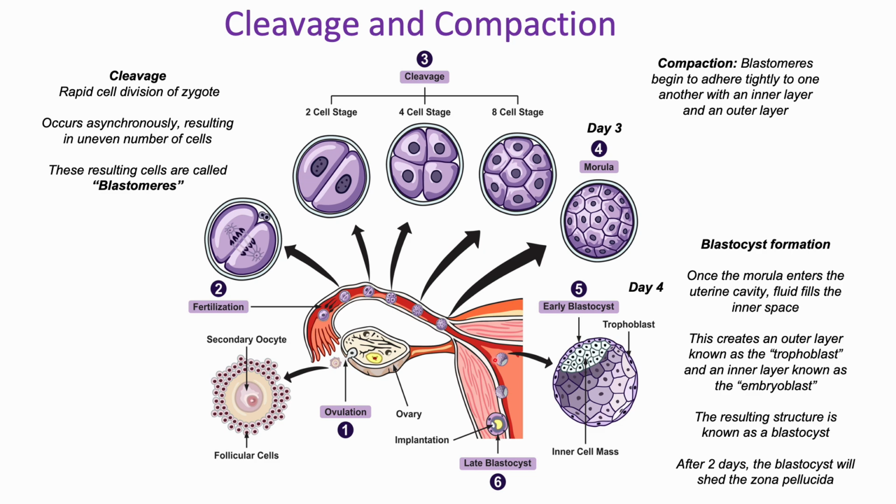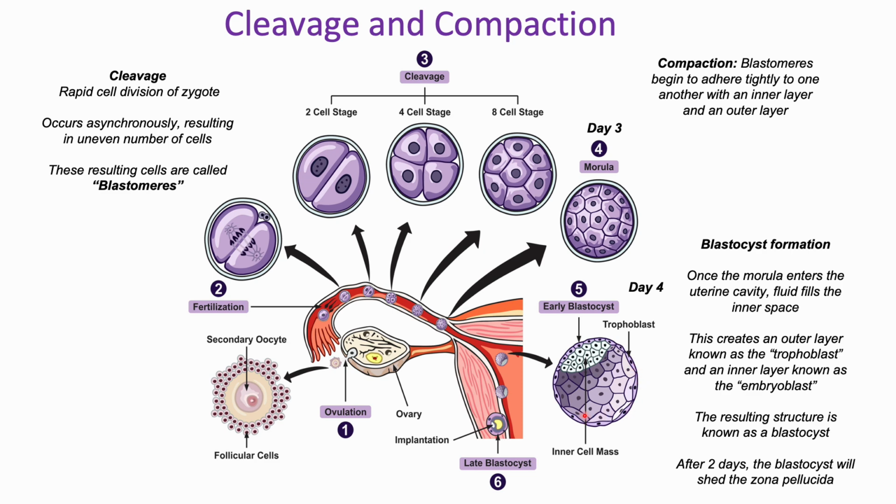Once we enter the uterus, there's a lot of uterine fluid present. That uterine fluid is going to force open that morula, and it's going to form a space inside, known as the blastocystic cavity. It's also going to form different cell layers. We're going to have an inner cell layer, which we can see here, and an outer cell layer, which is surrounding everything else. The inner cell layer is known as the embryoblast.